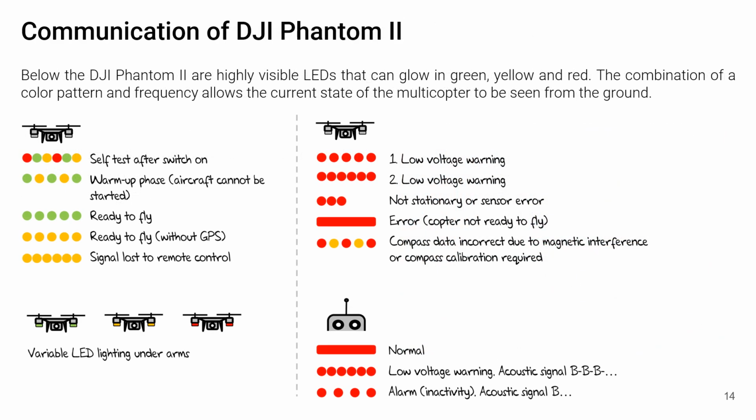Underneath the DJI Phantom II are highly visible LEDs that can glow in green, yellow, and red. The combination of a color pattern and frequency allows the current state of the multicopter to be seen from the ground. For example, the copter will slowly start flashing red when the battery in the copter is below the first low voltage mark. The remote control also communicates with the pilot. Since batteries are also required there for operation, the remote control begins to draw attention to this with a rapidly flashing red LED. In parallel, a regular fast acoustic beep is triggered.